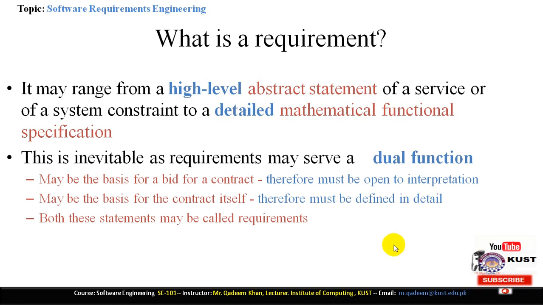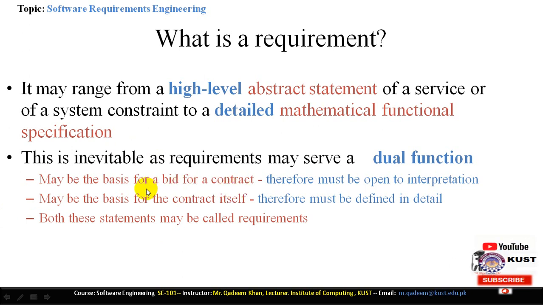Now requirements may serve a dual function. Dual function means requirements can serve two different objectives. Number one, it may be the basis for a bid for a contract. Basis for the bid for the contract means that all the requirements are considered for the bid for the contract. For example, if the requirements are very large, that means the size of the software should also be very large. So that's why the contract should also be very expensive.